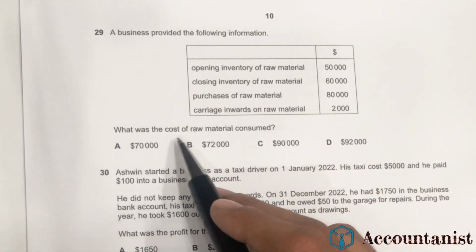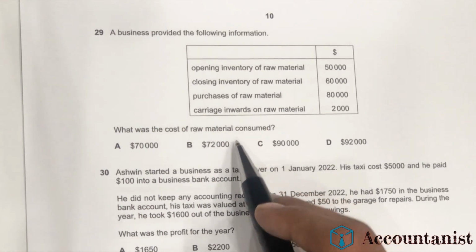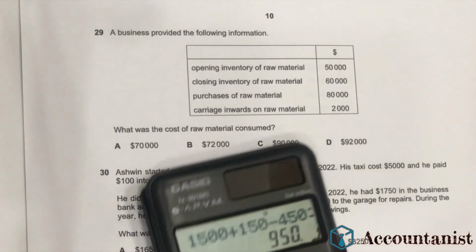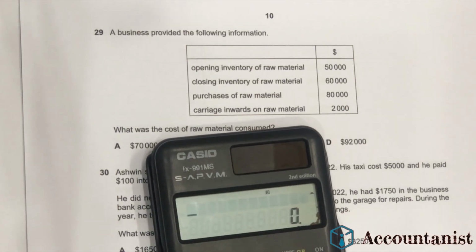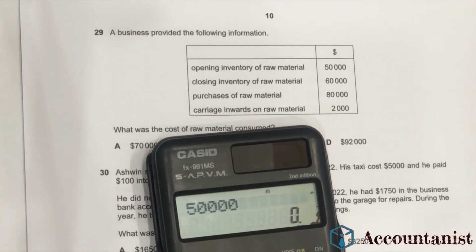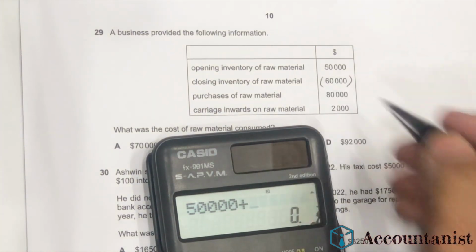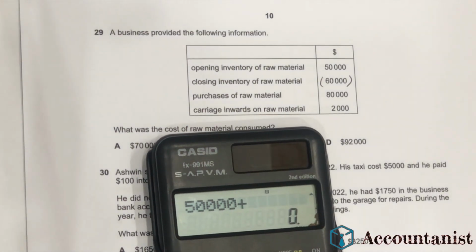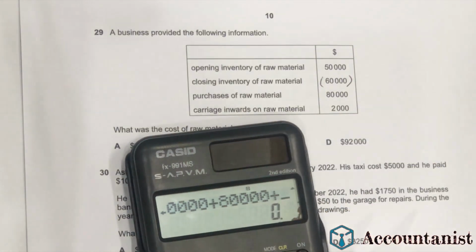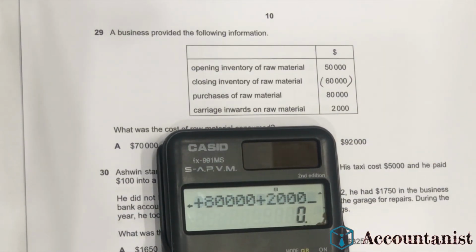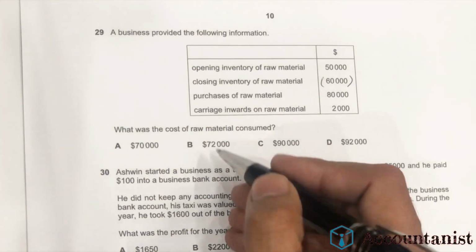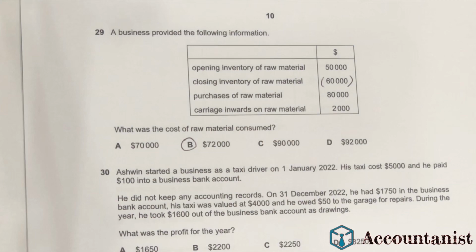So what was the total cost of raw material consumed, meaning the raw material figure that we will record here. As we know, opening inventory 50,000 plus purchases, this is going to be deducted because the closing inventory of raw material. Plus purchases of raw material means 80,000, and we also add the carriage inward on raw materials. So that will be 2,000 and less 60,000, which gives me the figure of 72,000. So 72,000 is option B. So that's the right option, option B.